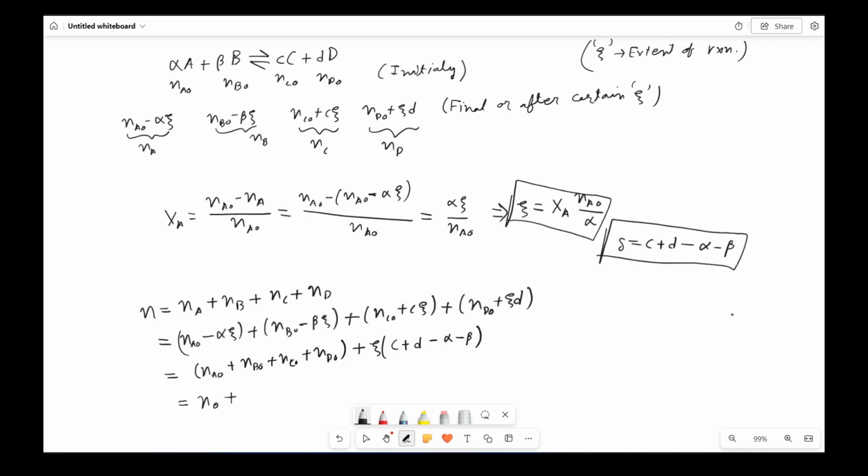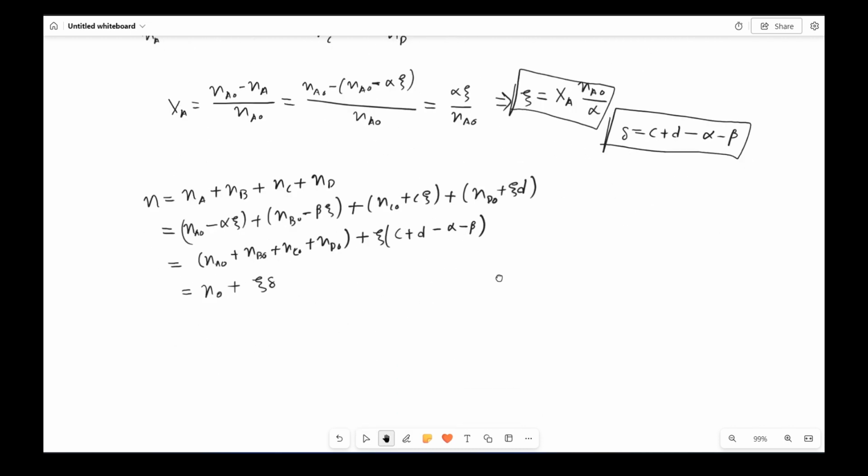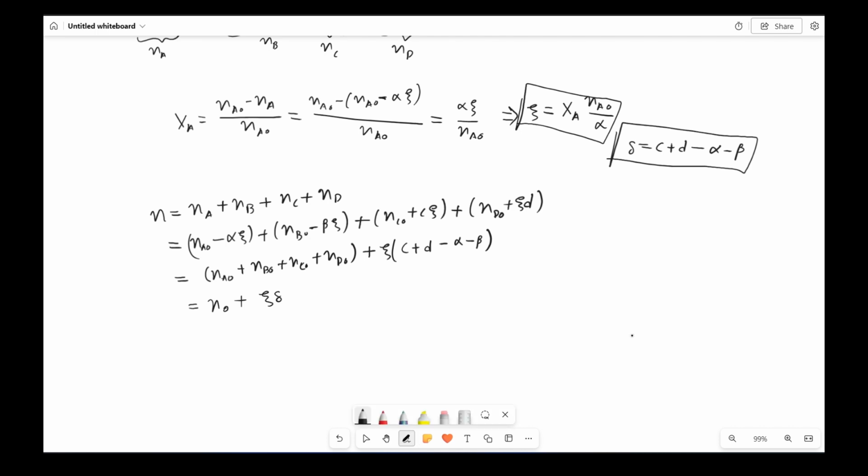So N naught plus epsilon delta. Okay. Now, we get an expression which represents this value. So initial moles and final moles are related by epsilon into delta.